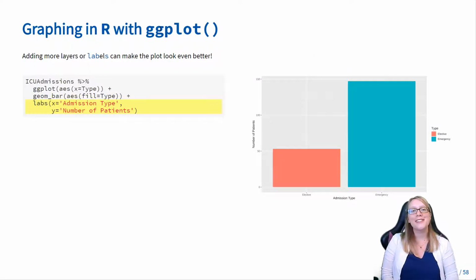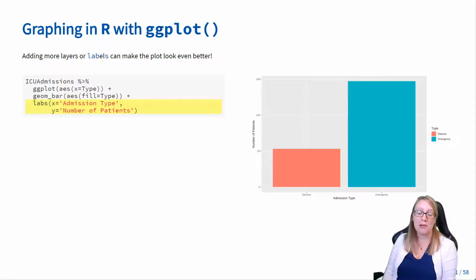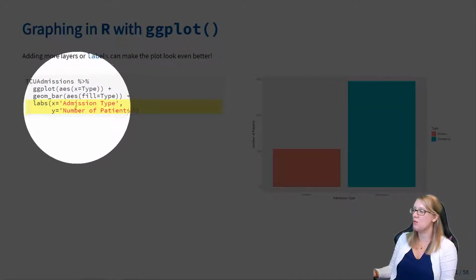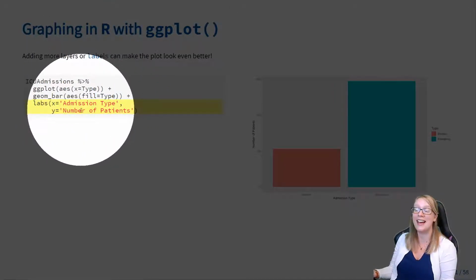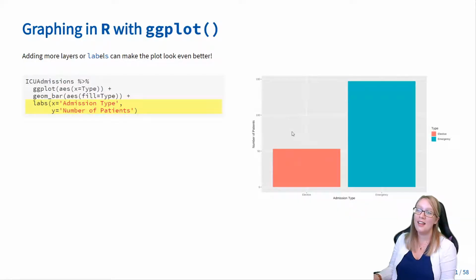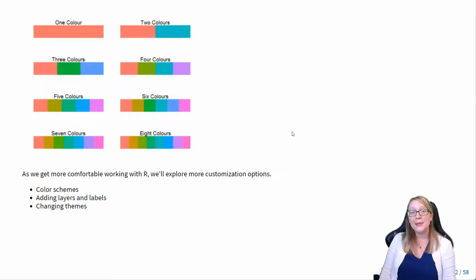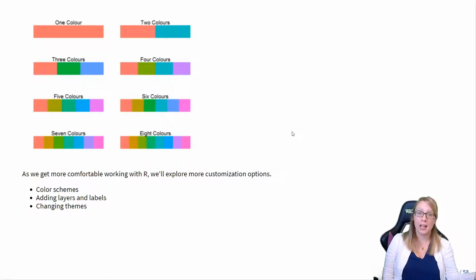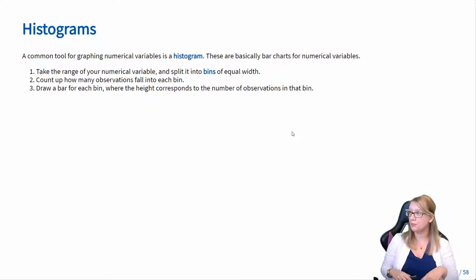We can do things like add labels, so maybe we want to make the axis labels a little bit flashier. Maybe we want X to say admission type, Y to be number of patients, so we'll stick that in a labs argument. And there we go. We have a beautiful plot. As we get more comfortable working with R this semester, we will explore more customization options. So more colors, more types of graphs. But for now, we'll start fairly simple.